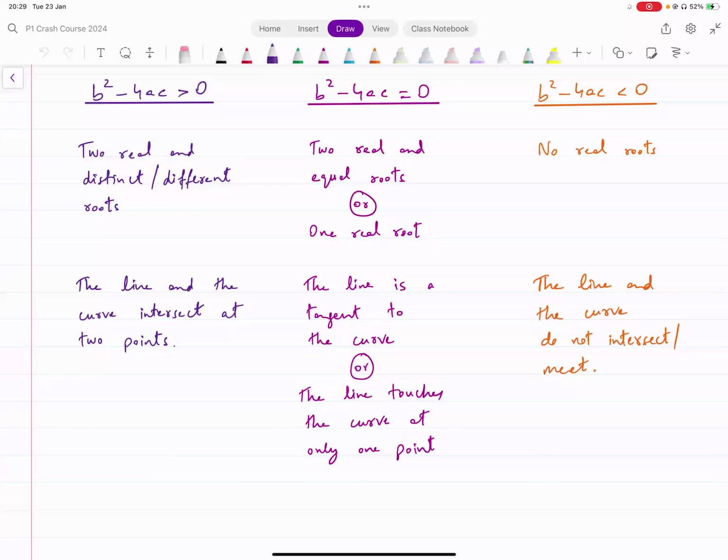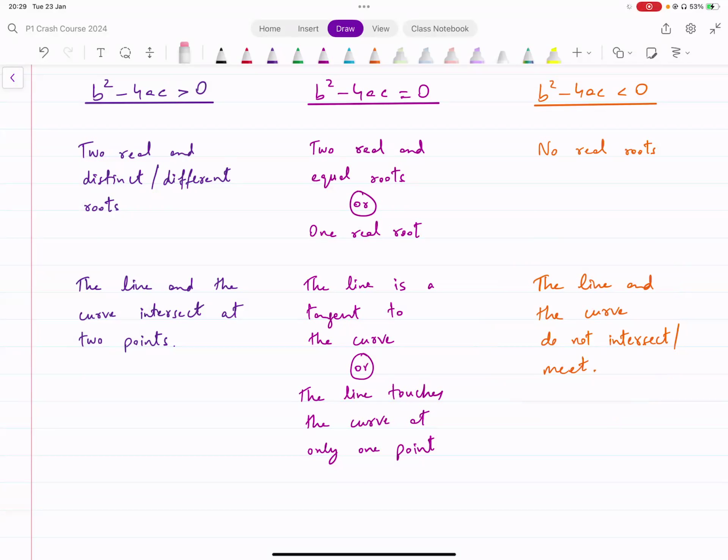And then there are corresponding understandings of each of these cases graphically as well. The first case means that the line and the curve intersect at 2 points. The second means the line is a tangent to the curve, which means it only touches the curve at 1 point. And the last one means that the line and the curve do not intersect at all.